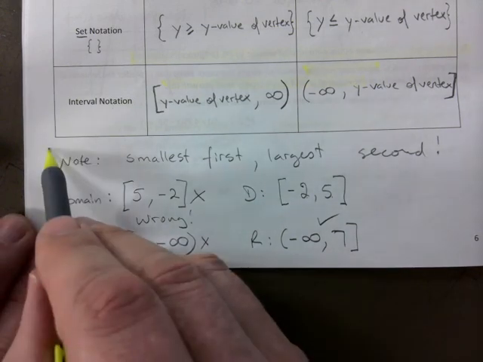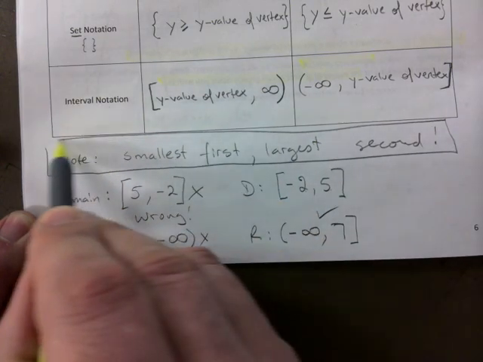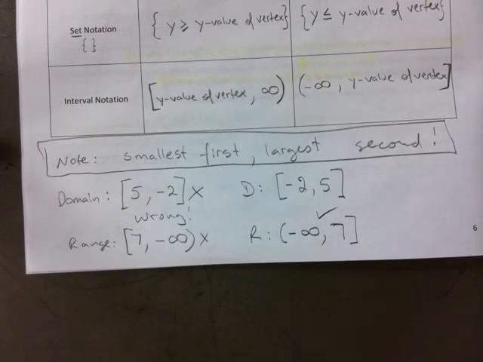So this note is referring to what I just talked about. Smallest first, largest second. Okay? And never put a square bracket on an infinity, and then you'll be fine. If there's a number, square bracket all you want. Okay? But if it's an infinity, don't square bracket.